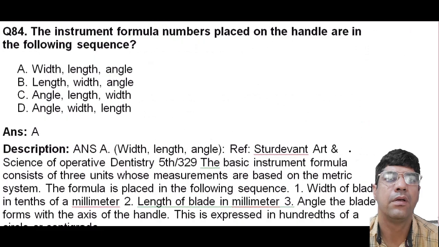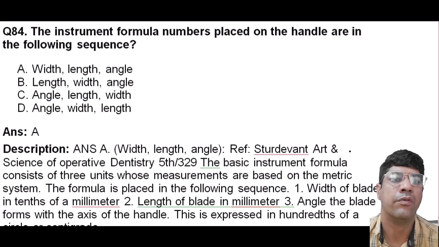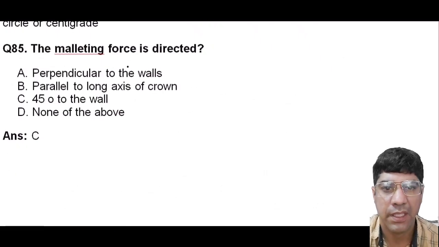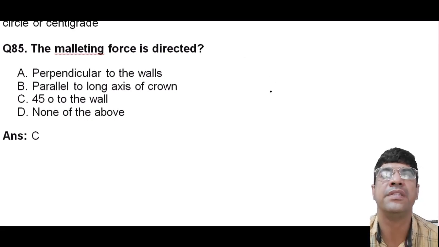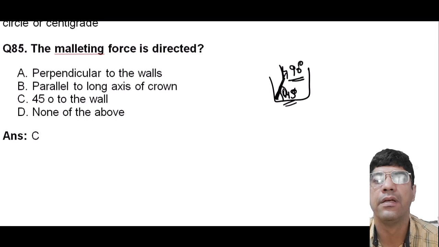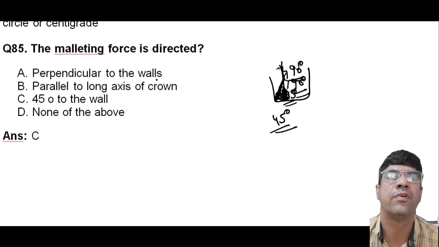The formula numbers placed on the handle are in the following sequence: width, length and angle. Already discussed this question. The malleting force, suppose these are the walls, is directed at 45 degrees to the wall, and it is then condensed at 90 degrees. So the first force is at 45 degrees, and then it is at 90 degrees, so the answer is 45 degrees to the walls.